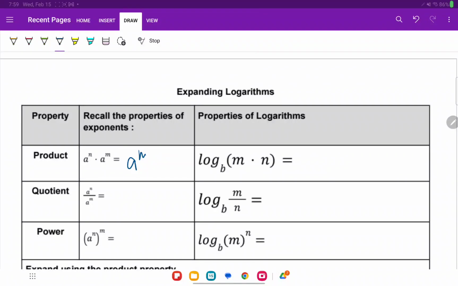All right, so these are going to be the notes for expanding logarithms. So let me erase this here. First we're going to recall the properties from the exponent rules. The first one says, recall the properties of exponents. The first one is the product property.